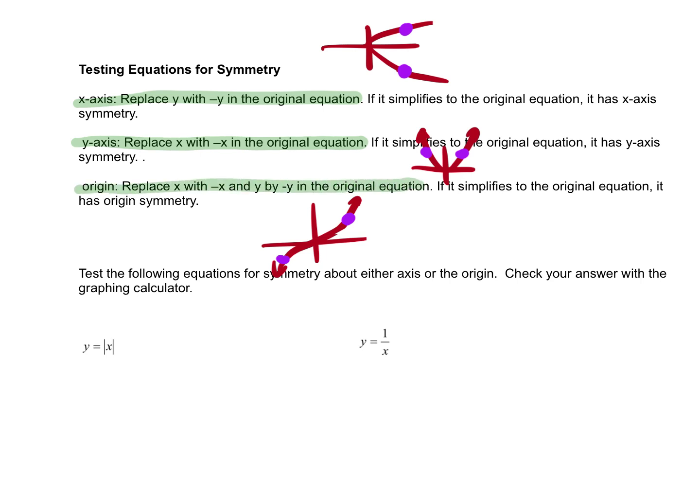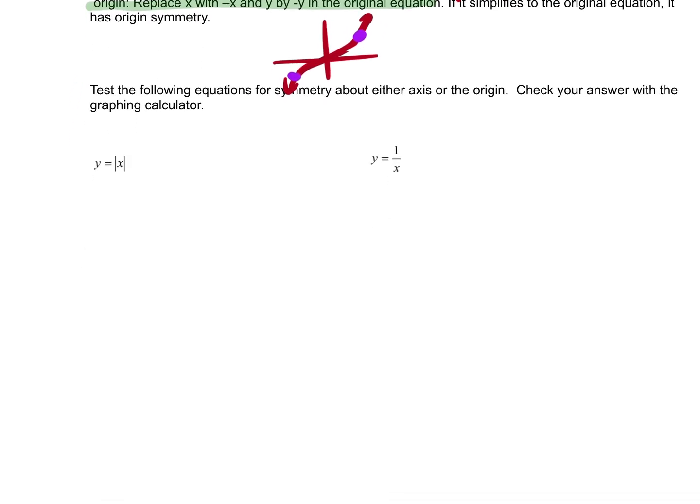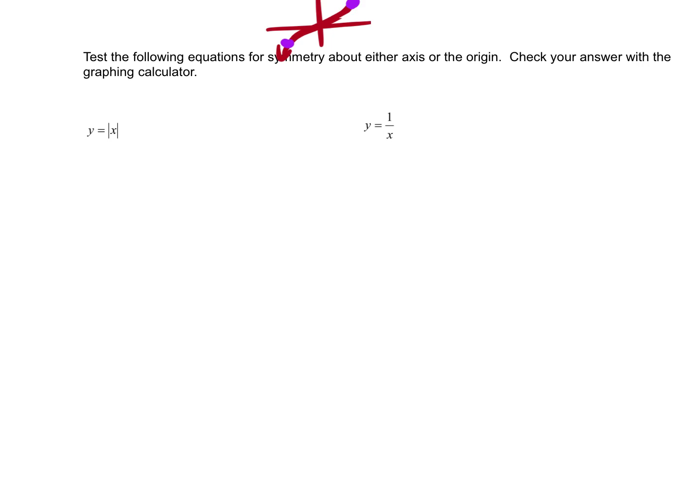Okay? So we're going to try this with a couple different equations, and I know we could graph it and see this very easily, but we want to actually show this algebraically. Then we could graph it, check it, and see what it looks like. So I want to test the following equations with symmetry about either axis or the origin. I'm going to check for x-axis symmetry, y-axis symmetry, and symmetry with the origin. I'm going to check for all three.